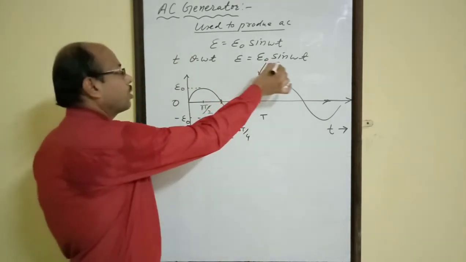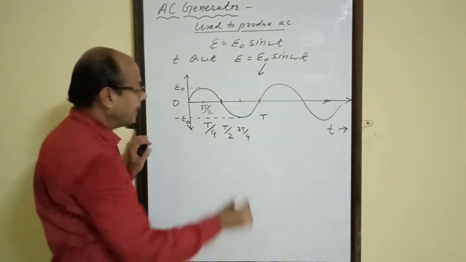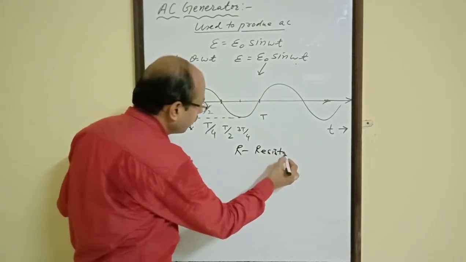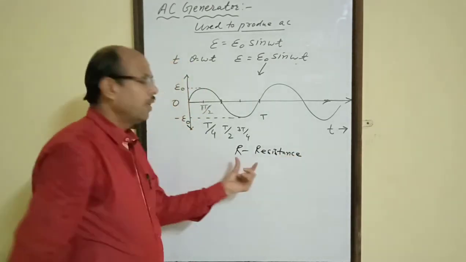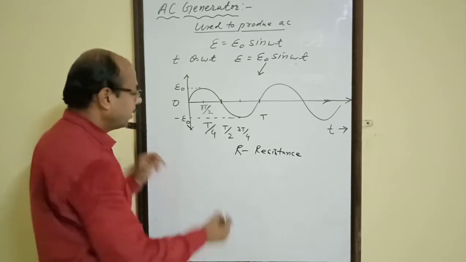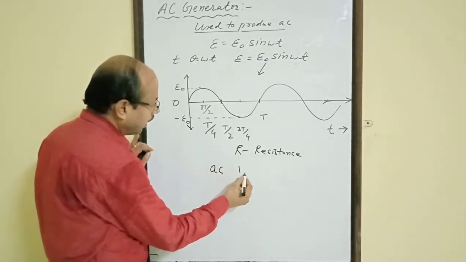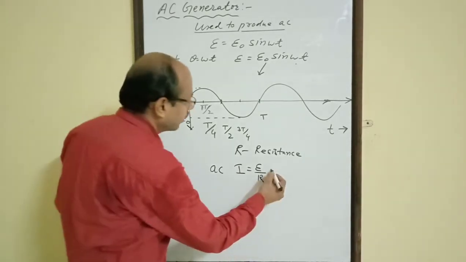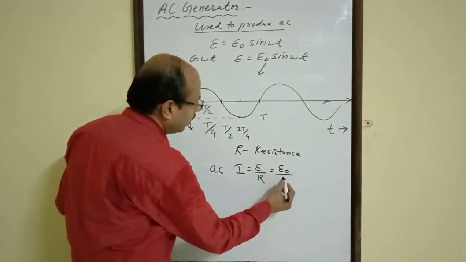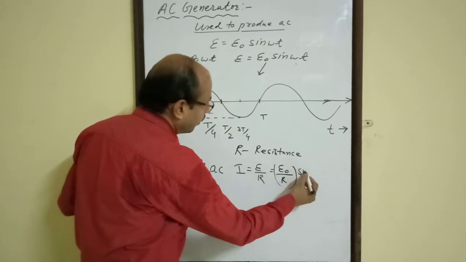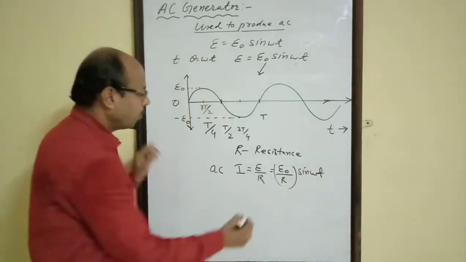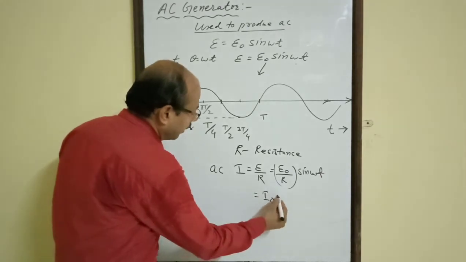And if E equals to E naught sin omega t, and let us suppose R is the resistance of the coil, then alternating current I can be written as E by R, or that can be written as E naught by R sin omega t, or finally we can also write I naught.